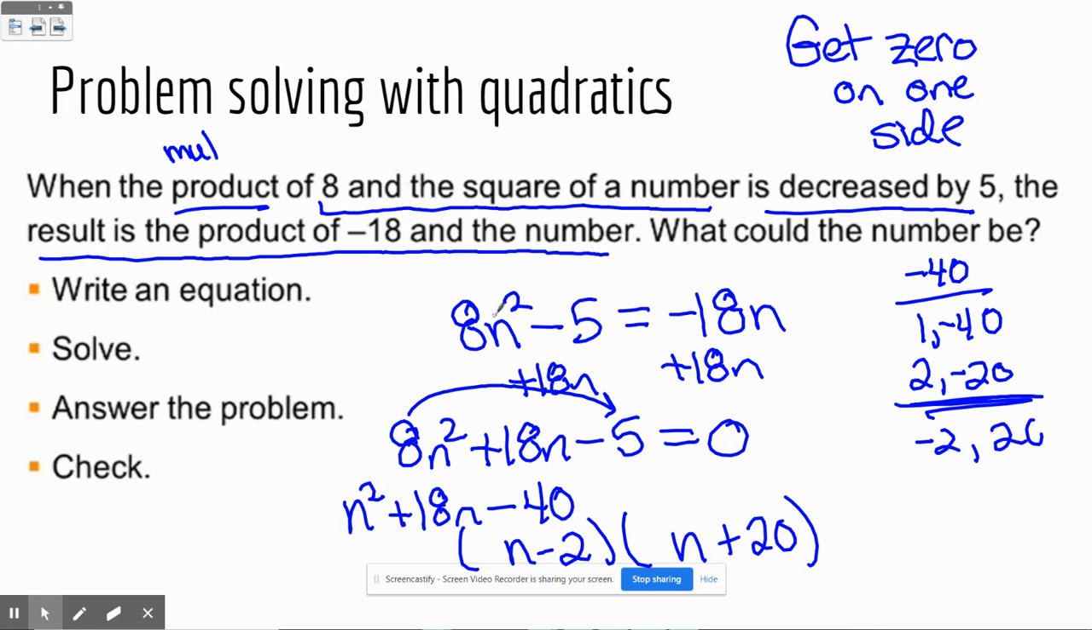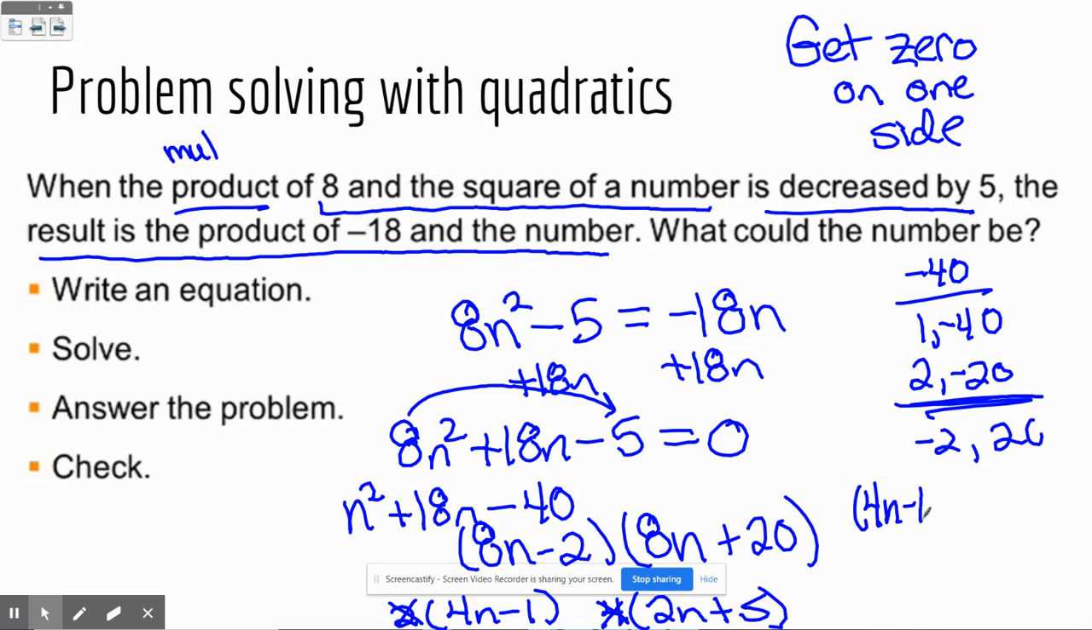Don't forget, you changed the problem. So we need to put the 8 back 2 times. Now look, this is unique because they both have a GCF. What do these guys have in common? A 2. That leaves me with 4n minus 1, and you're going to throw away that GCF. These guys have a 4 in common. What does that leave you with? 2n plus 5, and you're going to throw that GCF away. So your factored form is 4n minus 1 times 2n plus 5, and we're not forgetting that that equals 0.